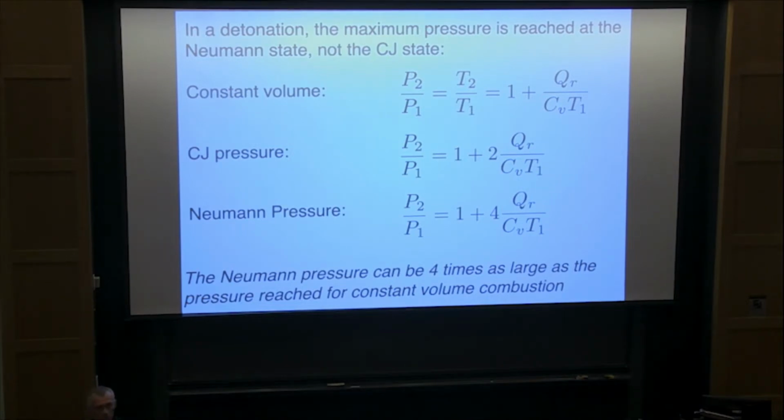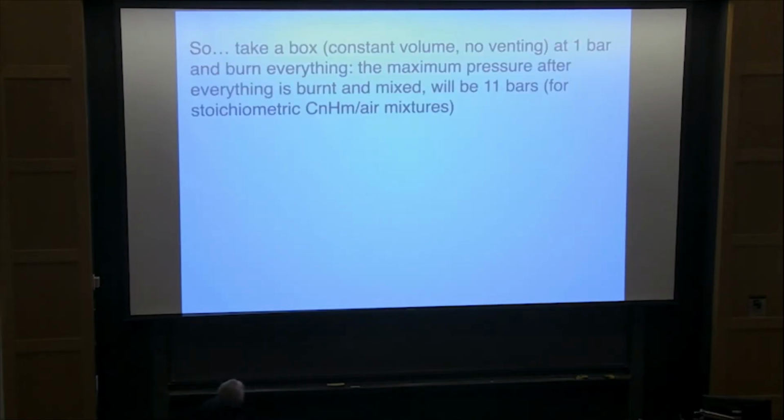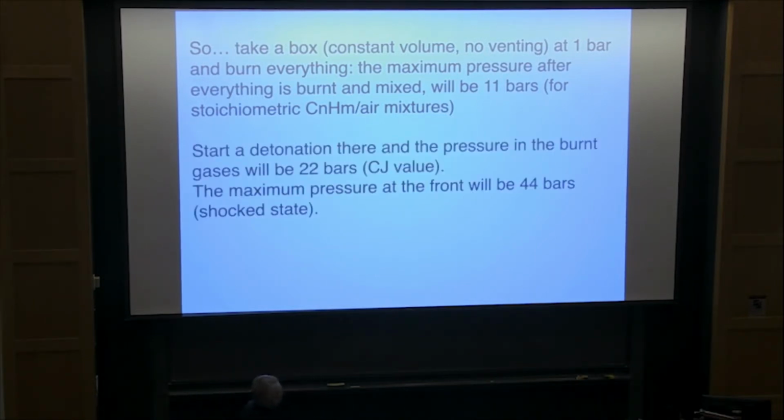If combustion is slow, deflagration, pressure will go to P2 over P1 equal 1 plus QR over CvT1. But if you have a detonation, it will go to 2 times that, and locally even to 4 times that. So those are simple implications. If you take a box which starts at 1 bar, typically you can go to 10 bar if it goes slowly. But if it goes fast, then things will go to 22, and probably there will be a few points where it goes to 44, which is not the same thing, of course, in terms of safety.